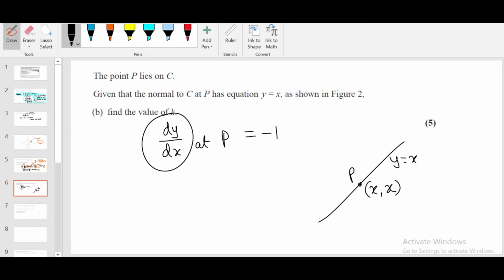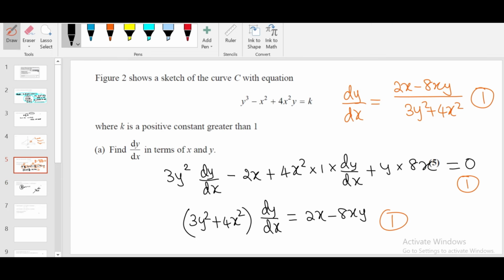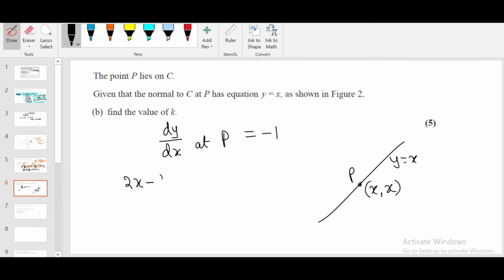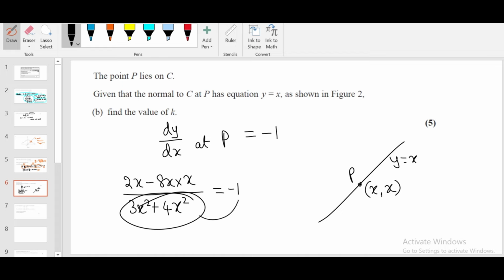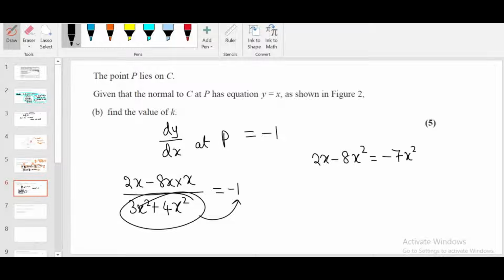So in the dy by dx we got from the previous part, I'm going to replace y also by x and equate it to -1. We got dy by dx here, 2x minus 8xy, replace y by x, divided by 3y square, which is 3x square plus 4x square, is equal to -1. 3x square plus 4x square is 7x square, bring it here, it becomes minus 7x square. And on top you have 2x minus 8x square is equal to minus 7x square.